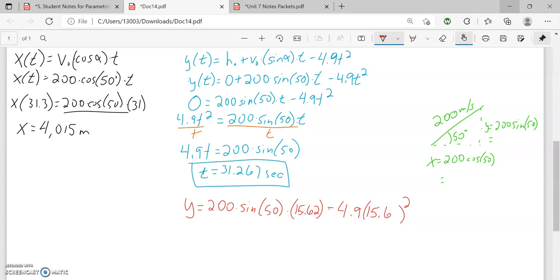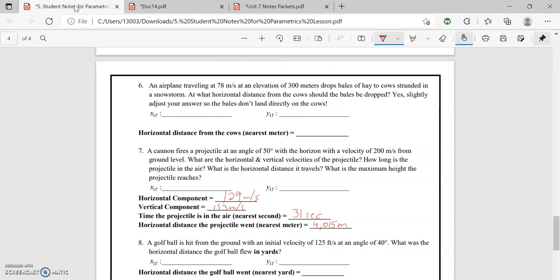Or 15.62. I'm running out of time on the video. If I plug that in, y is equal to 1,197.6 meters. That is the peak. That's what it simplifies to. That tells me that the absolute max height I reach is about 1,200 meters. If I go back here, what is the maximum height? 1,197 meters.